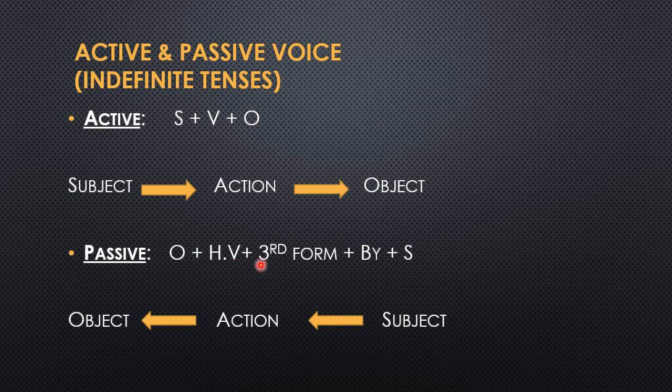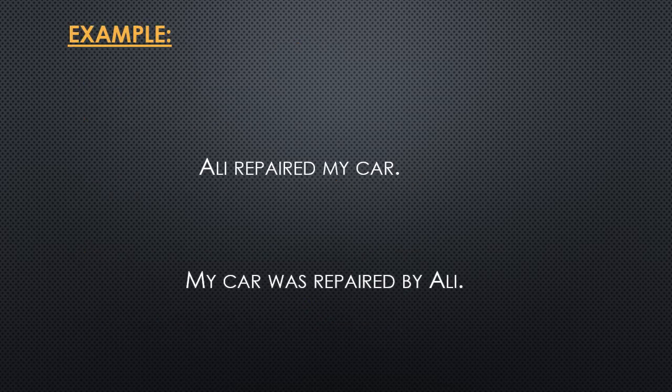Okay students, let me tell you something. In passive voice, we will always use the third form of verb. Understand? We will always use the third form of verb and the preposition by. These are the basic changes of active voice into passive voice sentence. Let's move further. So, here is an example.